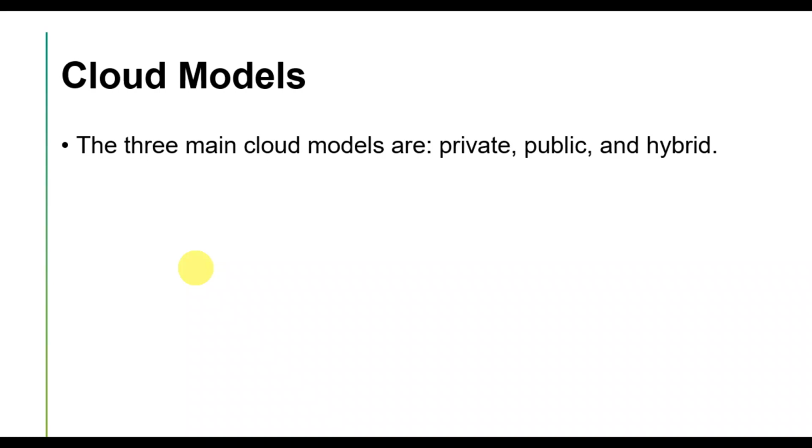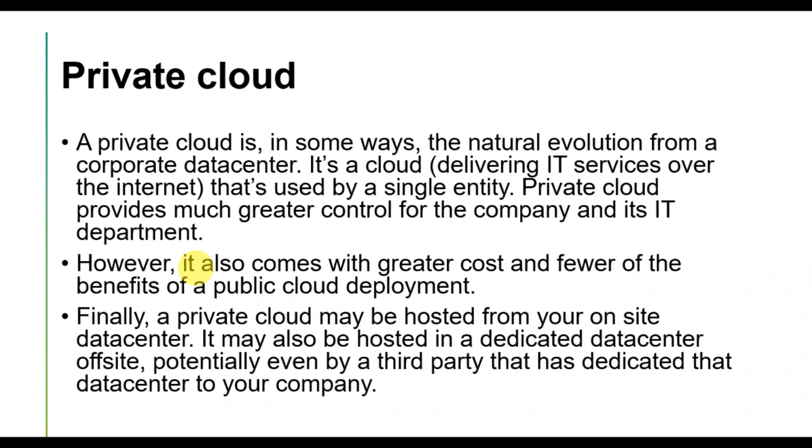There are three main cloud models: private, public, and hybrid. Now let's see what they actually mean. A private cloud is in some ways the natural evolution from a corporate data center. It's a cloud delivering IT services over the internet that's used by a single entity. Private cloud provides much greater control for the company and its IT department.